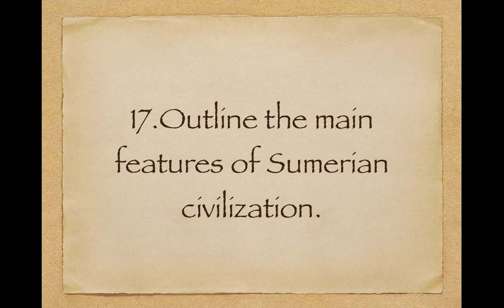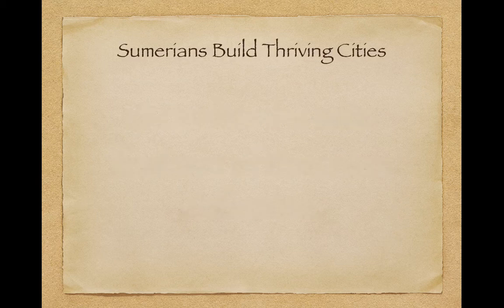So the first, really the features of Sumerian civilization, that's what we're going to look at for the next few minutes here. Now, they built thriving cities, right? Because they were able to farm, they were able to turn their towns into cities because more food equals more people, like we said. They did have few natural resources, however, but they learned to make the most of it.